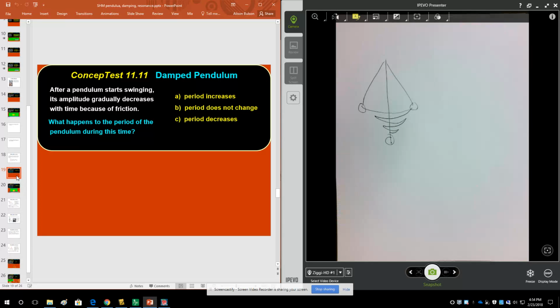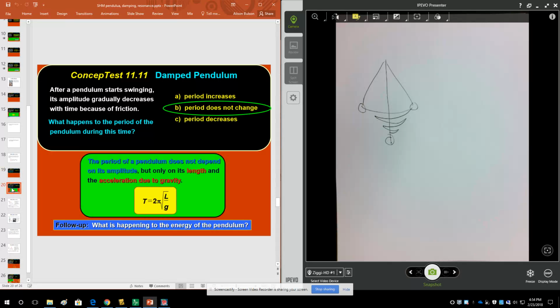So after a pendulum starts swinging, its amplitude gradually decreases with time because of friction. What happens to the period of the pendulum during this time? According to my previous statement, the period doesn't depend on amplitude, and it's the amplitude that gets smaller because of the friction, so the period does not change.